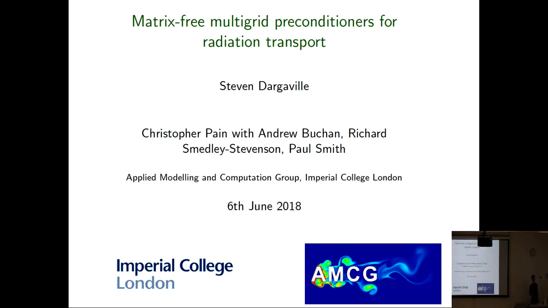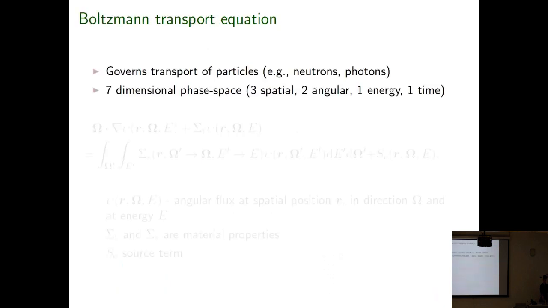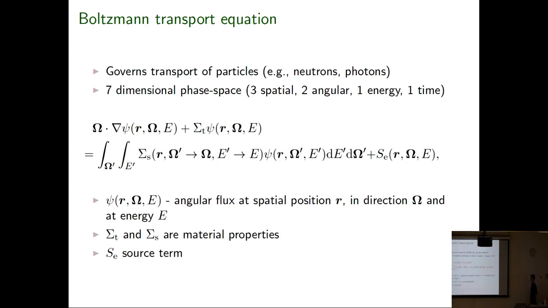So the title of this talk is a touch misleading. I'm not just talking about preconditioners. But if you've never seen it before, radiation transport is governed by the Boltzmann transport equation, which is a bit of a nasty PDE. We've seen some people already talk about it yesterday. If you've ever done transport of particles like neutrons, photons, radiative transfer, spectral wave modeling, or movement of charged particles, then at some point you'll end up with a Boltzmann transport equation.